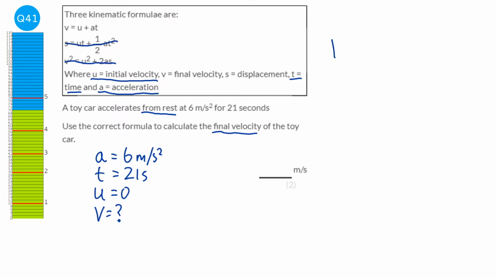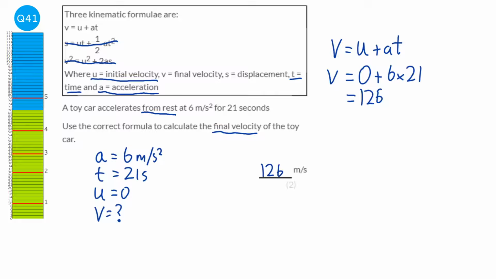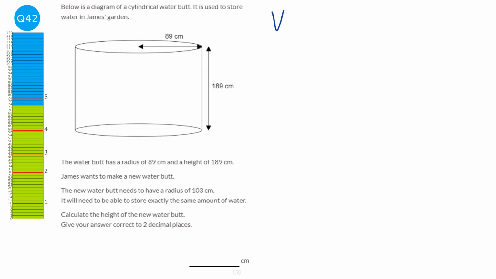So what we do is we write down the top one, v equals u plus at. And we're looking for v, so I'm going to keep v as a v. u is 0 plus a, which is 6, times t, which is 21. 6 times 21 is 126. Obviously 0 plus 126 is just 126. The units are meters and seconds throughout, so it's going to be 126 meters per second.